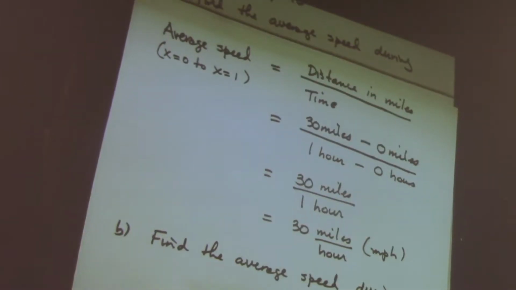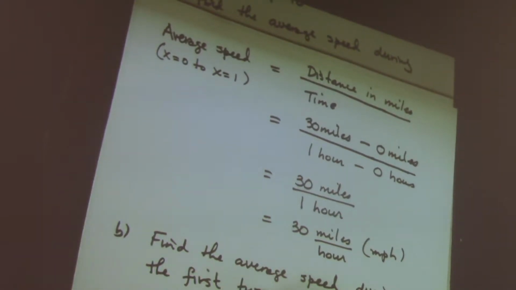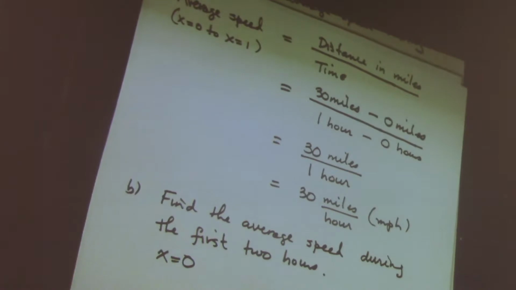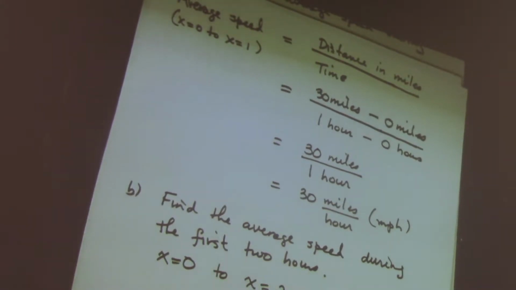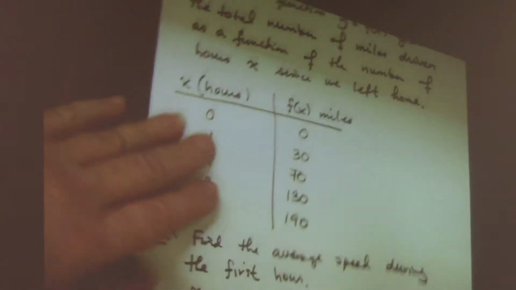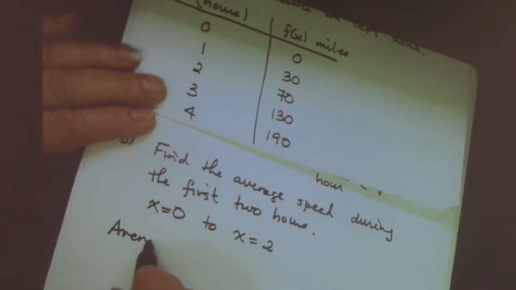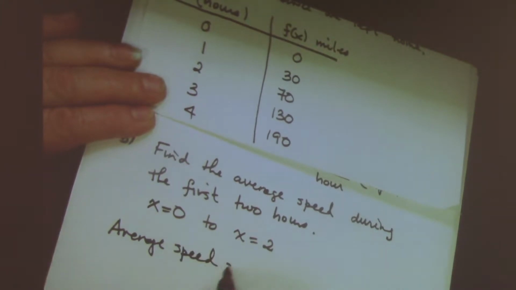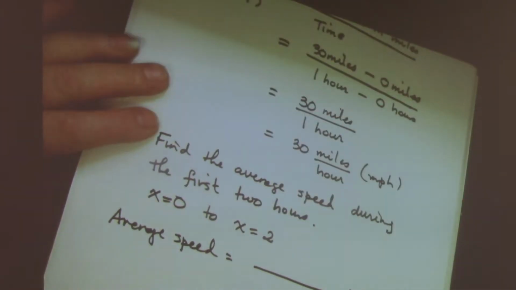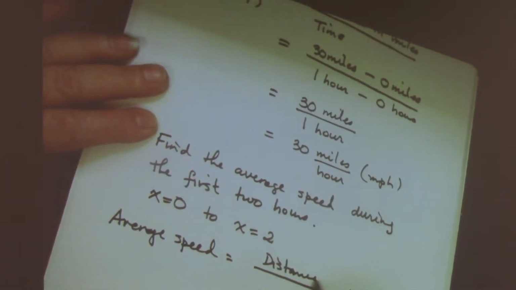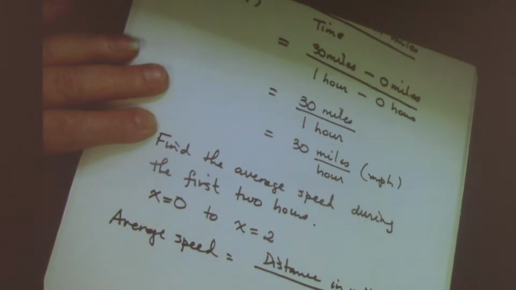Okay, now let's find my average speed over different time intervals. Say I want my average speed during the first 2 hours. So in other words, from x equals 0 to x equals 2. Okay, so not just the second hour, but during the first 2 hours. Okay, so again, my average speed is my total distance in miles divided by the total time.